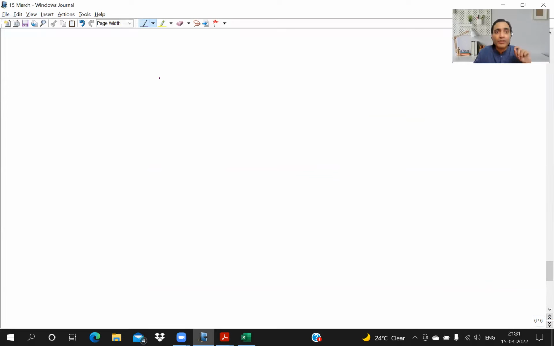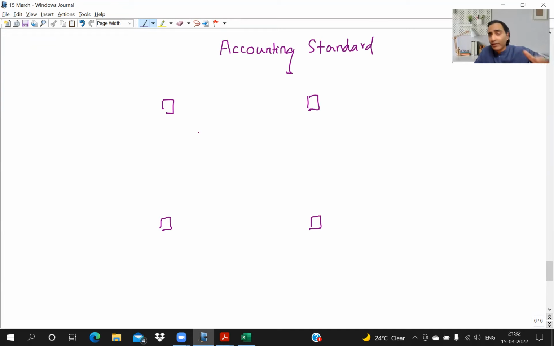So the last important thing for today: each and every accounting standard that we are going to learn has four pillars. We can say that every accounting standard stands on four pillars. What are those four pillars? Anyone has any idea? These four items will be there in every accounting standard. One, recognition. And of course, if there is recognition, then derecognition. I hope my spelling is correct. Derecognition. Okay.